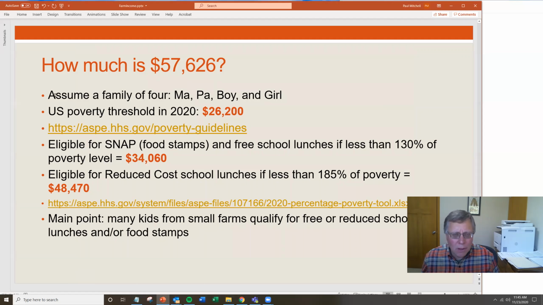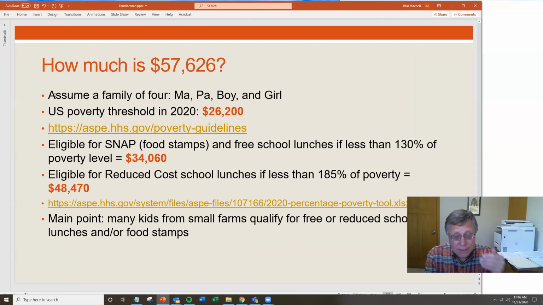this money? Young undergraduates, $57,000 sounds like a lot of money. People that are older and have raised families, or are in the process of raising families, realize how fast that money disappears. And so we're going to stereotype here. We'll assume a family of 4: mom, pa, boy, and girl. The U.S. poverty threshold for that family unit of 2 parents and 2 children is $26,200.